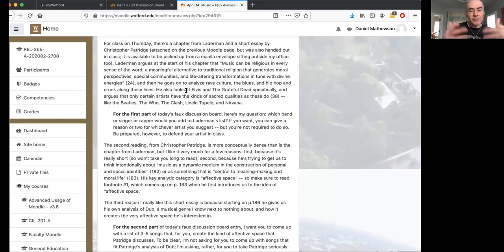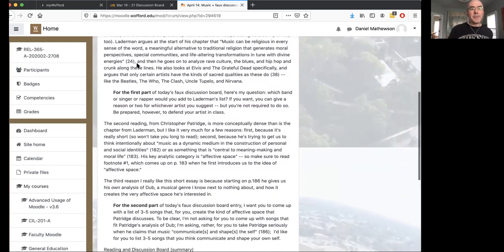I'll just read this and then I can tell you what I'm thinking with this one. So for class on Thursday, there's a chapter from Latterman, one of our textbooks, and a short essay by Christian Partridge that I give them as a PDF on the Moodle page. I also hand it out in class. Latterman argues at the start of this chapter, and let me pause and say that it's a difficult argument. He's not always as clear as I hope he could be. He's actually a friend of mine and one of my professors. Great guy.